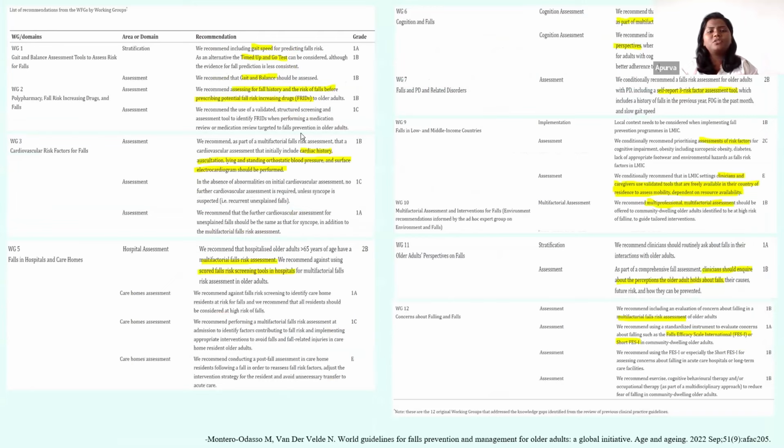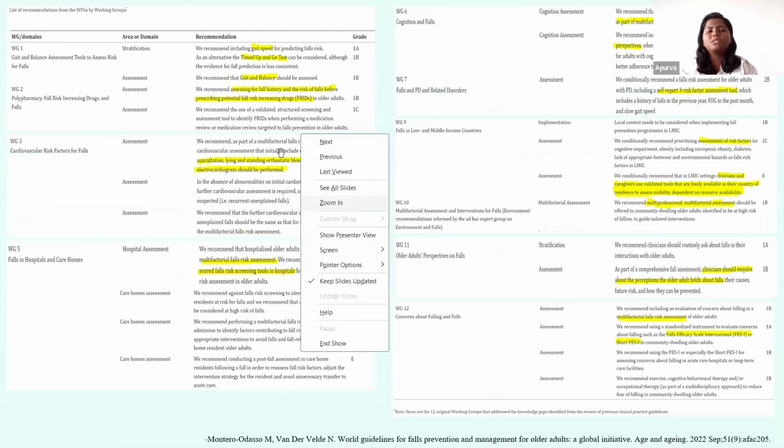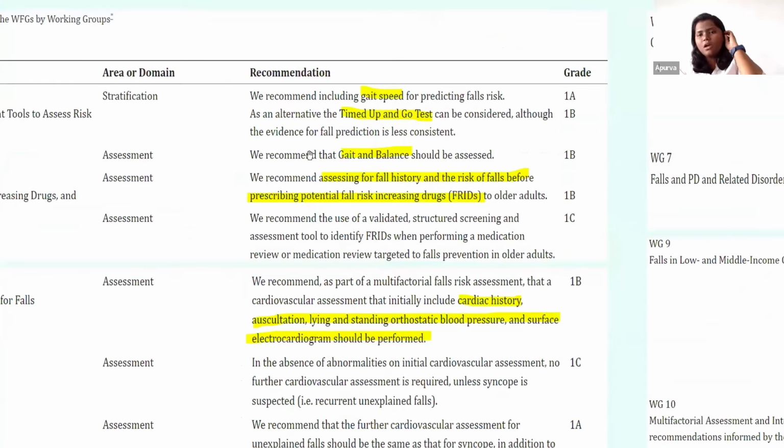Similarly, as we just mentioned, two of the most important outcome measures which predict falls very accurately are your gait speed and your Timed Up and Go. So gait speed and Timed Up and Go should be assessed in all our patients.